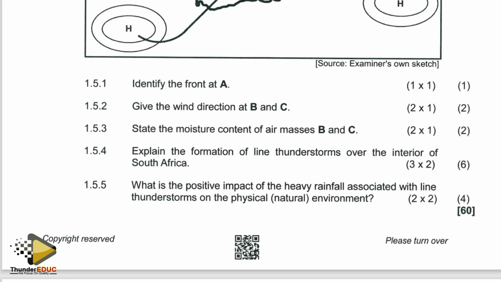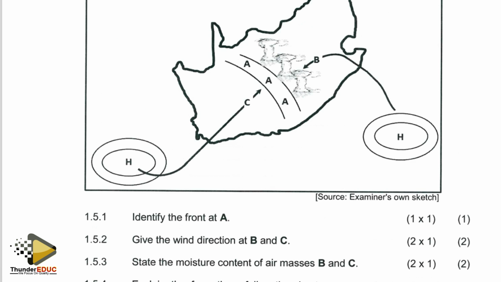Then state the moisture content of air masses B and C. Right, the moisture content we figure out from the nature of the oceans over which these high pressure cells are located. This one is located over the Atlantic Ocean, and this one to the east is over the Indian Ocean. So the implication is over the Indian Ocean, remember it's a warm ocean, we tend to have a warm ocean current here, and the resultant effect is that the winds which come from this will be warm and moist. And here over the Atlantic, for the fact that it's a cold ocean, we have a cold ocean current, and the winds which blow from this high pressure cell will be cold and dry.